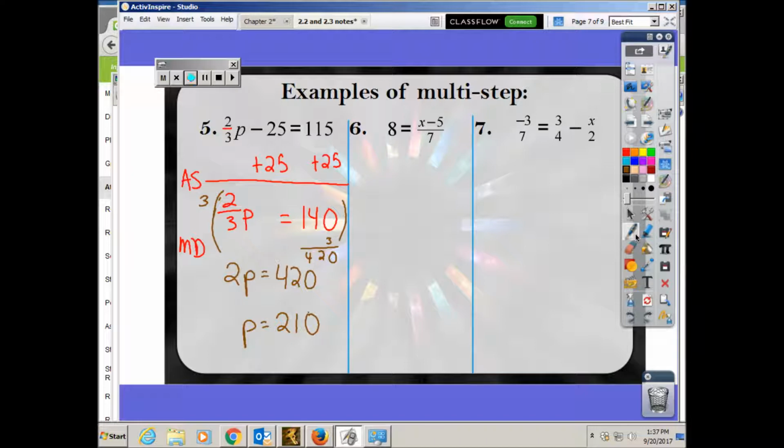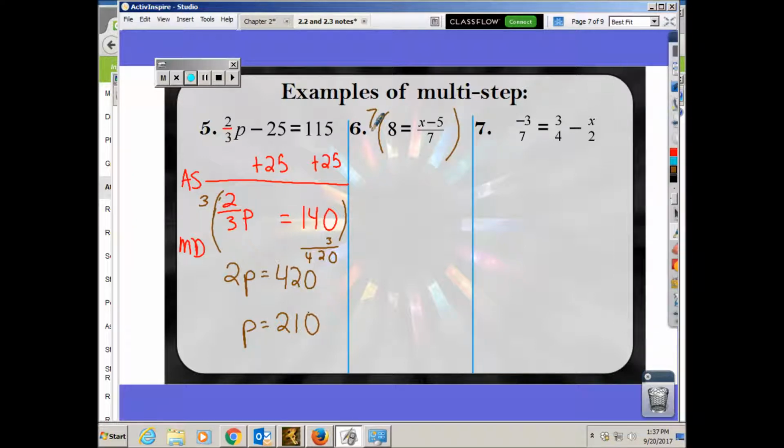Okay. What is our common denominator here? 7. Oh, by the way, why am I not doing addition or subtraction here first? Okay, because it's grouped in there, so I have to get rid of this first. Okay? Now, 7 times 8 is what? 56.